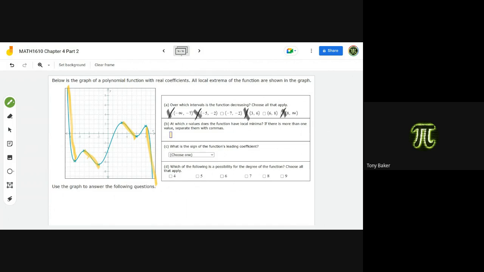So this next one's asking for local minimums. So I have a minimum here, here, and here. So that's -7, -2, and 6. So -7, -2, and 6. What's the leading coefficient? It only asks the sign, positive or negative. Why? The right side's going down.